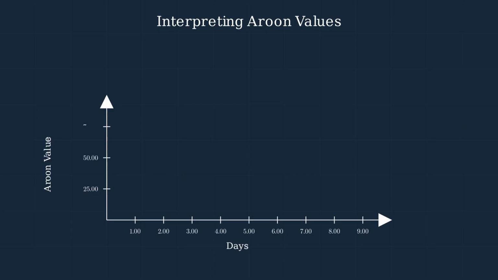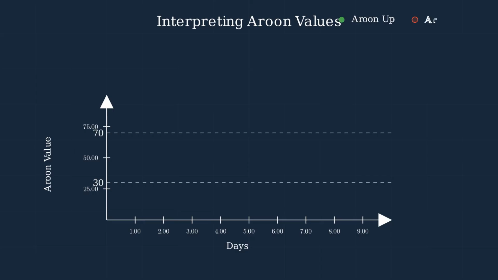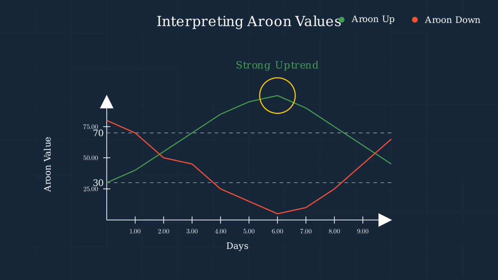The relationship between Aroon Up and Aroon Down is crucial for interpretation. When Aroon Up is high and Aroon Down is low, it indicates a strong uptrend. Conversely, when Aroon Down is high and Aroon Up is low, it indicates a strong downtrend. Crossovers between Aroon Up and Aroon Down often signal potential trend changes or trading opportunities.